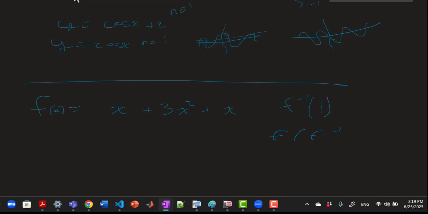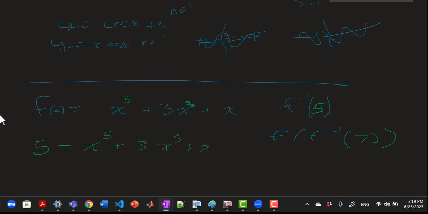x to the 5th plus 3x to the 3rd plus 1, and I want to find f inverse of 5. And I want to find f of f inverse of 7. So f inverse of 5, I want to find the x that makes this true.